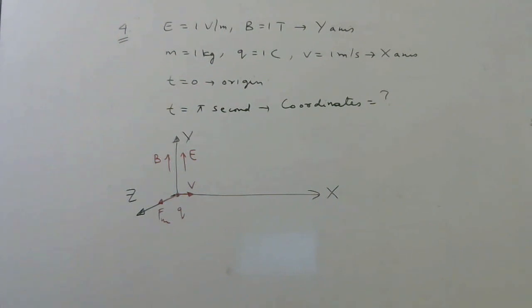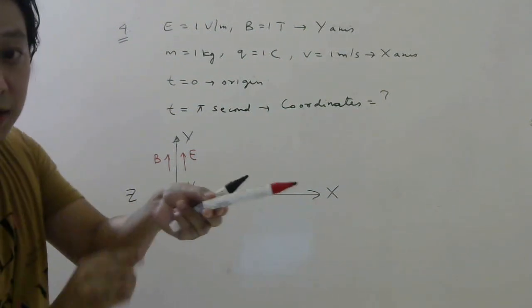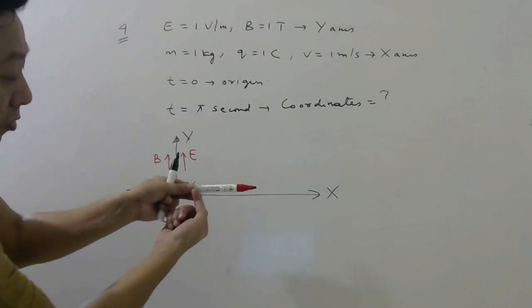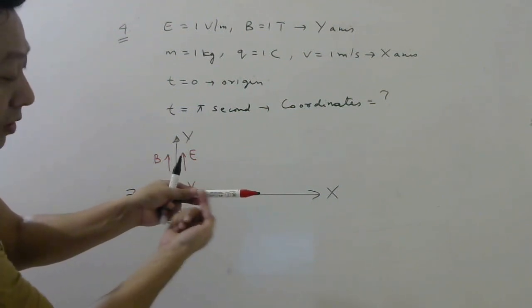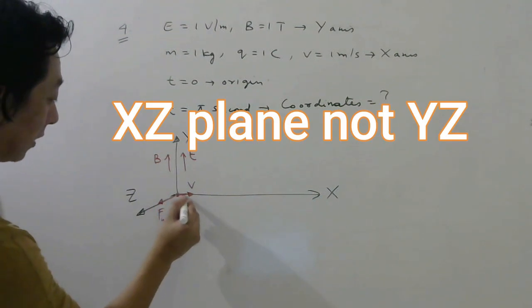Okay. So let us imagine in what kind of path it will move. It was going this way, but the force is this side. So it will go in this circle. The circle will be in the yz plane like this.